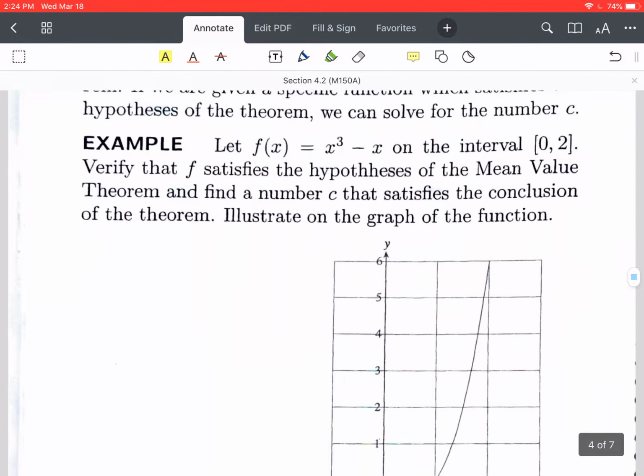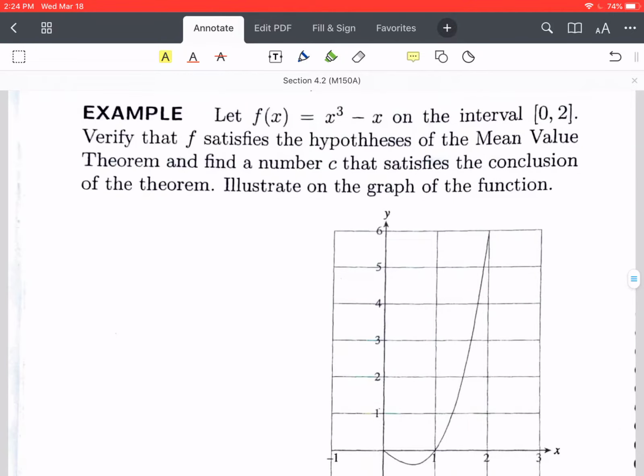So let's look at an example. We have f of x equals x cubed minus x on the interval from 0 to 2. Verify that f satisfies the hypotheses of the mean value theorem, and then find the number c that satisfies the conclusion. So the hypotheses of the mean value theorem are the continuity and the differentiability.